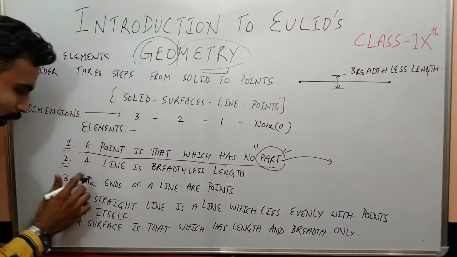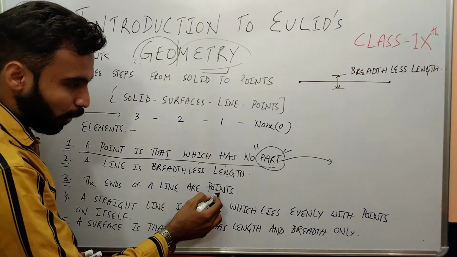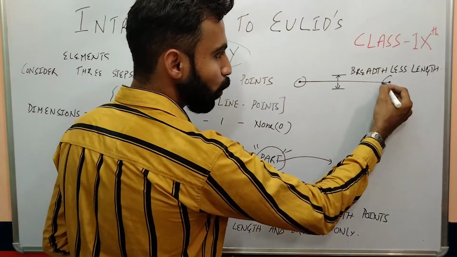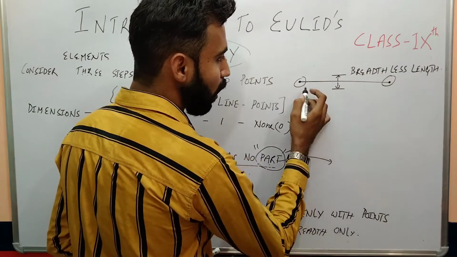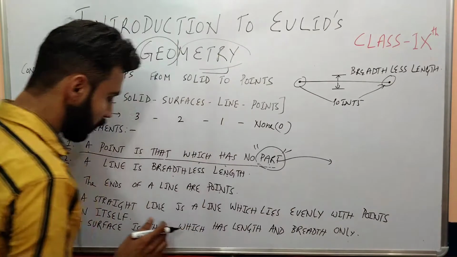Right, so now moving on to the third element here that says the ends of a line are points. As you can see here, I have taken 2 points, so the ends of a line are simply points. So this is the third element.